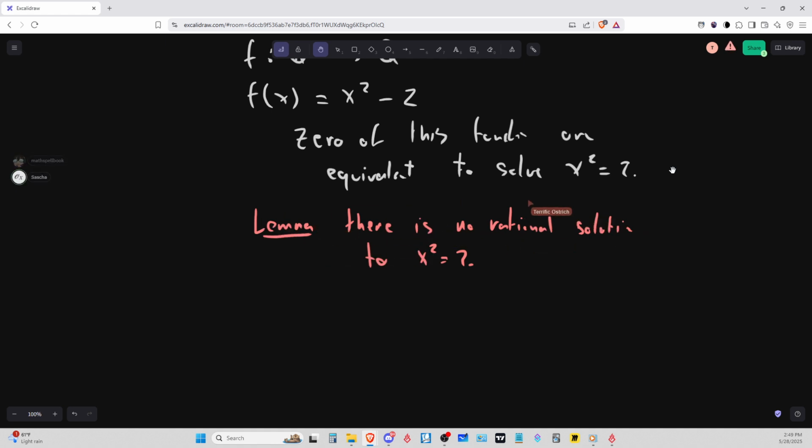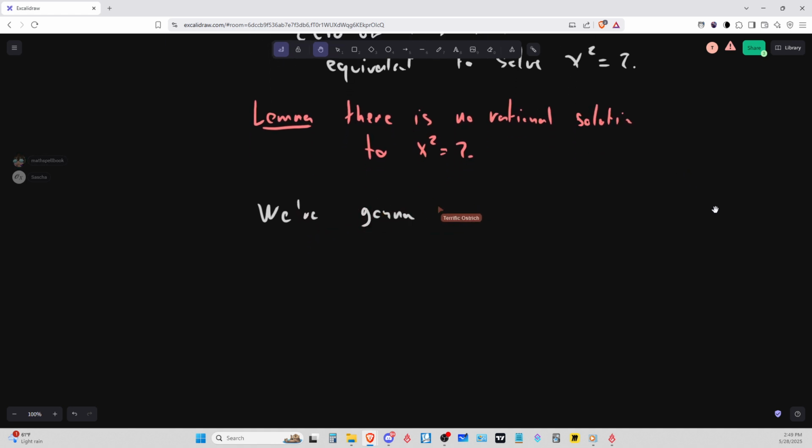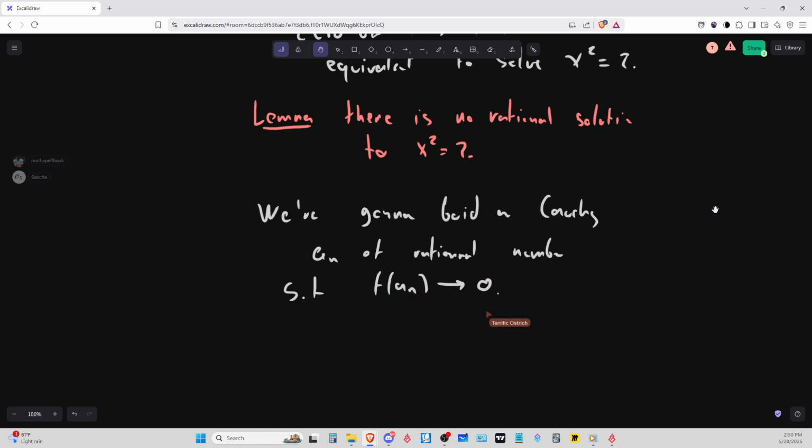Yeah. So we'll just take that for granted, and what we're going to do is build a Cauchy sequence. Actually, we're going to build two Cauchy sequences because of the technique that we'll use. We're going to build a Cauchy sequence a_n of rational numbers such that f of a_n is converging to 0.